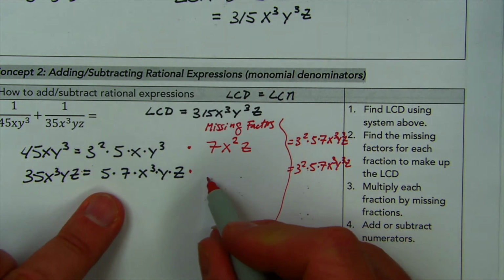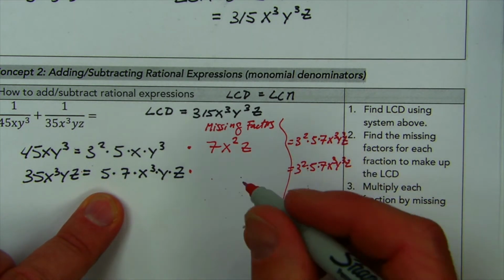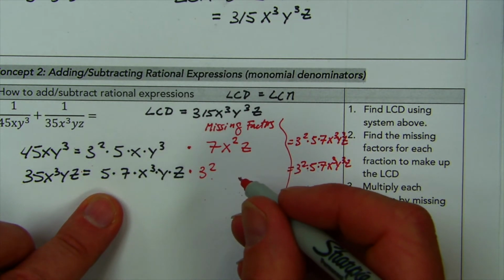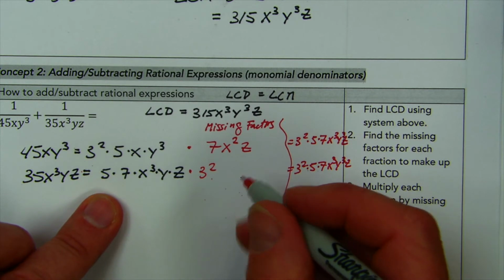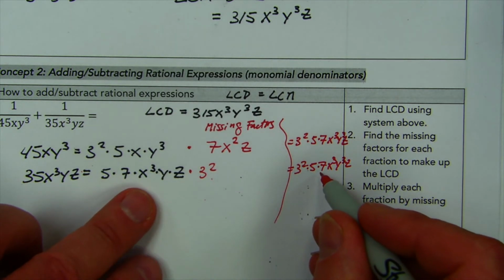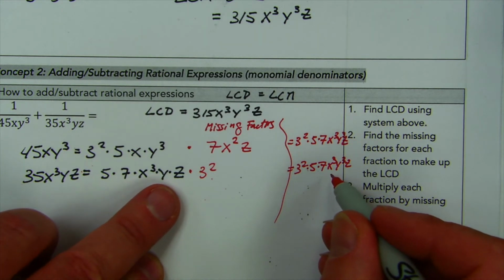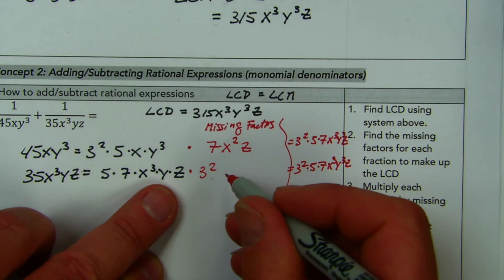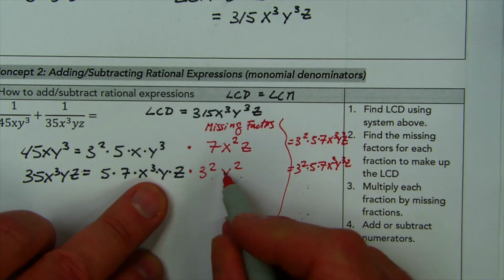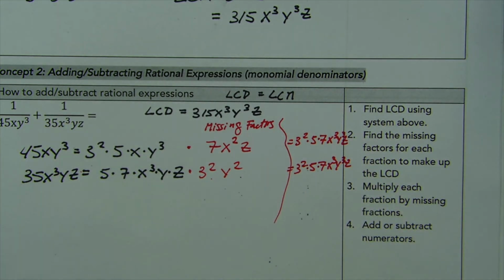All right, this one. What am I missing in that one to have it look just like this one? Well, I'm missing a 3 squared. I'm not missing a 5. I have a 5, I have a 7, I have an x cubed, I have a y and I need a y squared, and I have a z. So y times y squared is going to be y cubed. All right, that part's good.